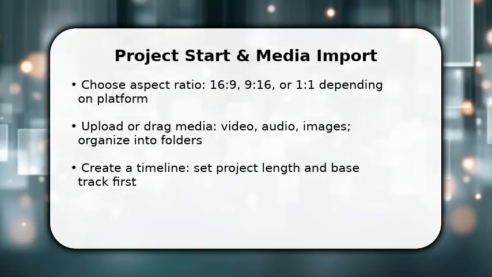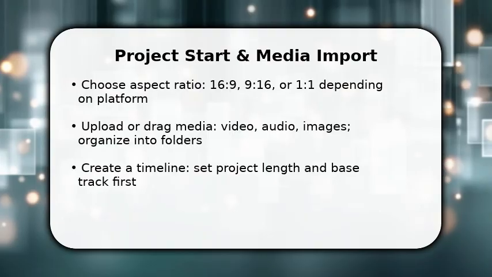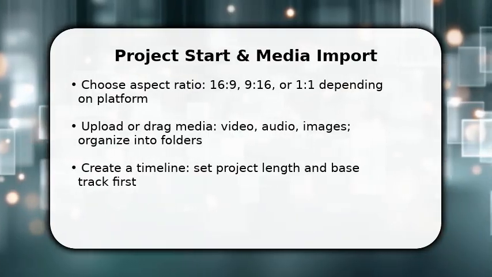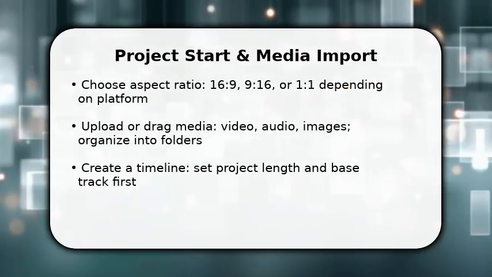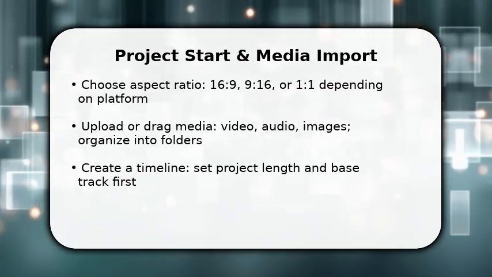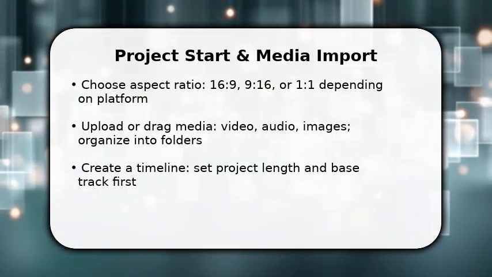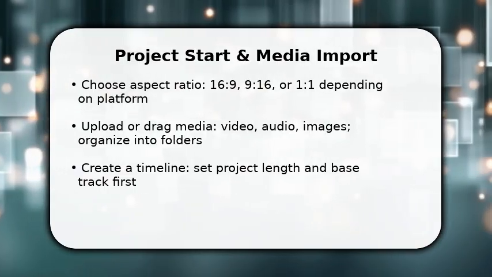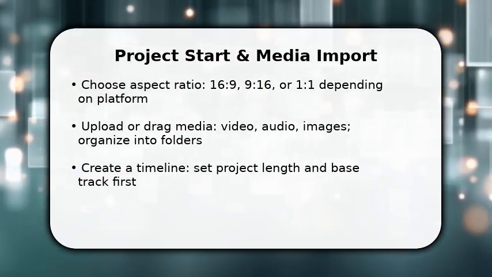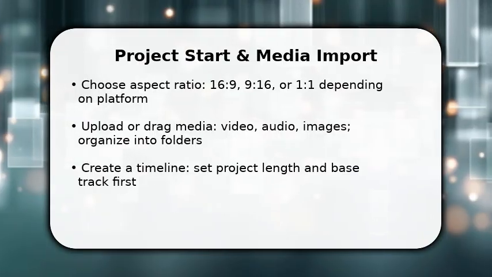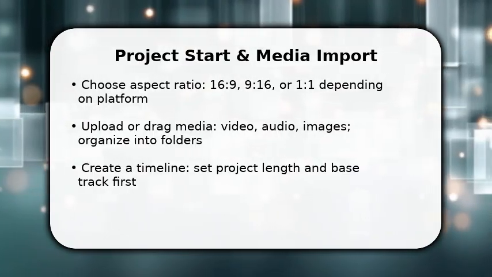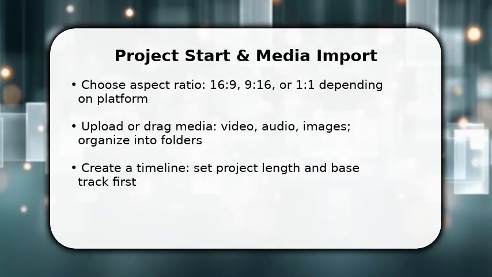You start by creating a project with the right aspect ratio for your target platform. Choose 16:9 for YouTube, 9:16 for Reels. Next, import your footage and assets, drag files into the media bin, and group them into folders to stay organized. Once done, add your primary clip to the timeline as the base track and set the project length.